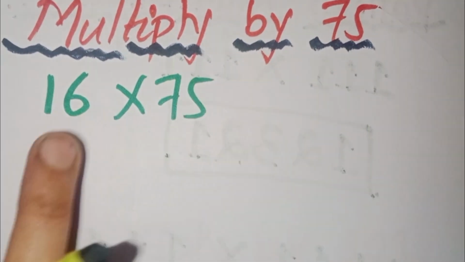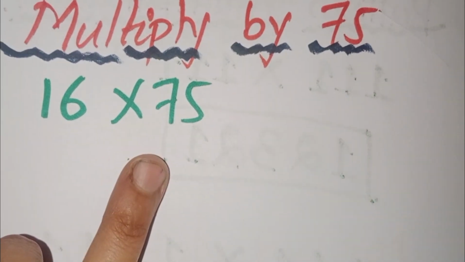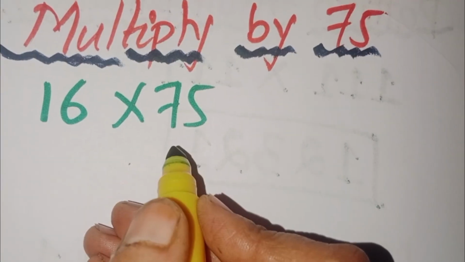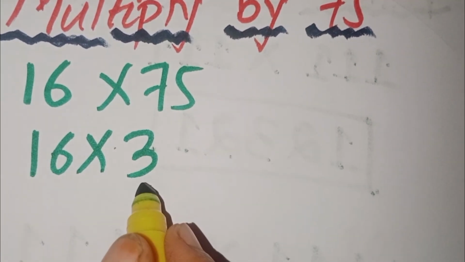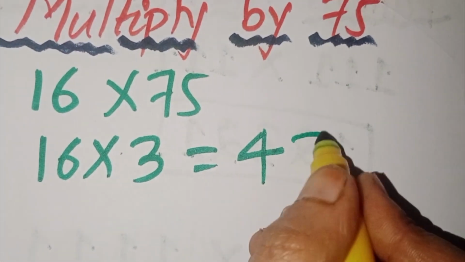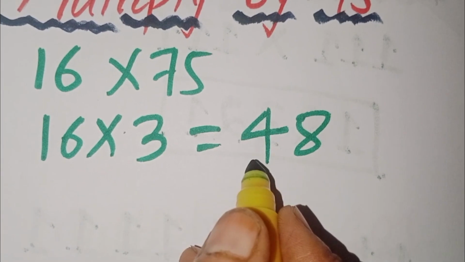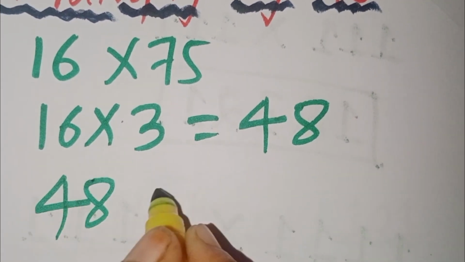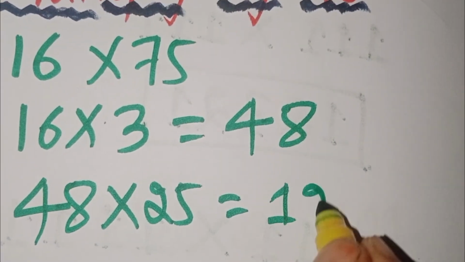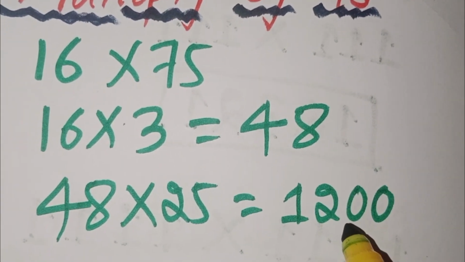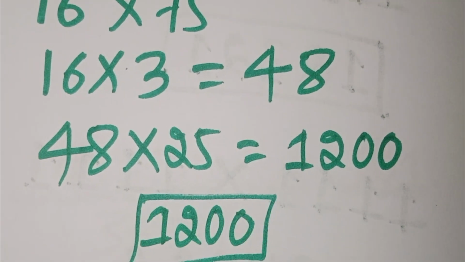Multiply by 75. 16 into 75. First multiply by 3, then multiply by 25. First multiply by 3. 16 into 3. 16 3s are 48. Then multiply by 25. 48 into 25. 1200. This is the answer.